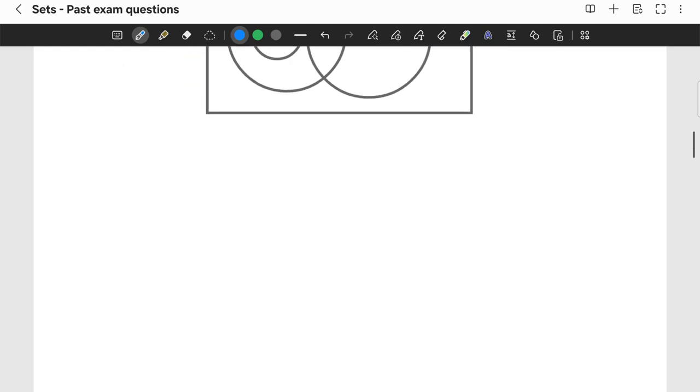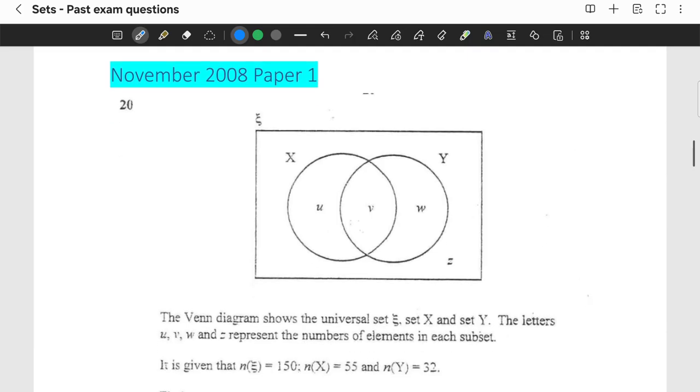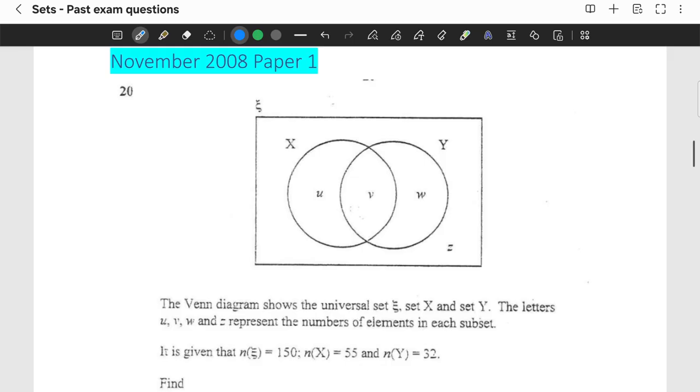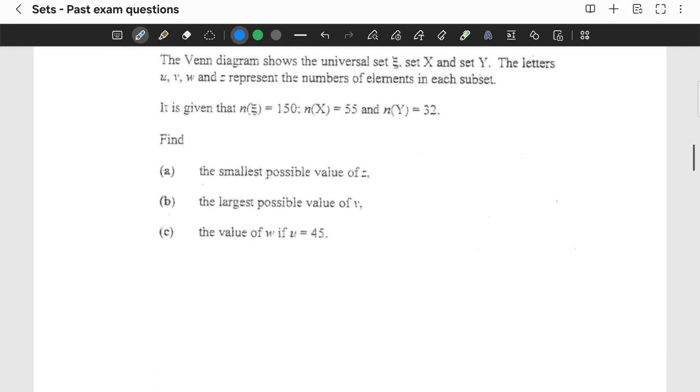And then we have the next question, which is November 2008, paper 1. It says the Venn diagram is number 20. The Venn diagram shows the universal set X and set Y. Oh, sorry, this is repeated. Okay, we have to skip that.